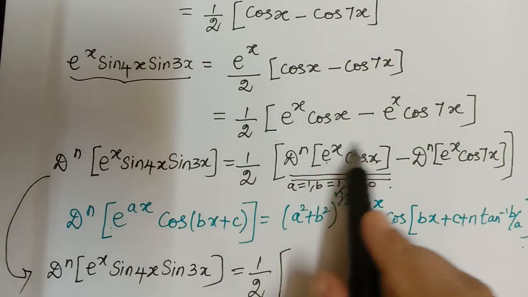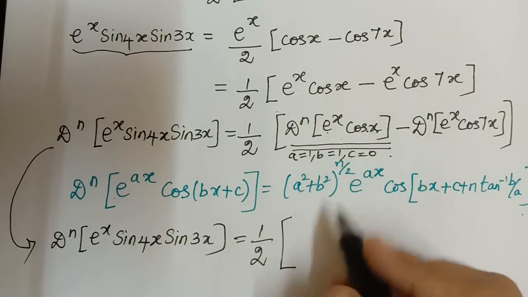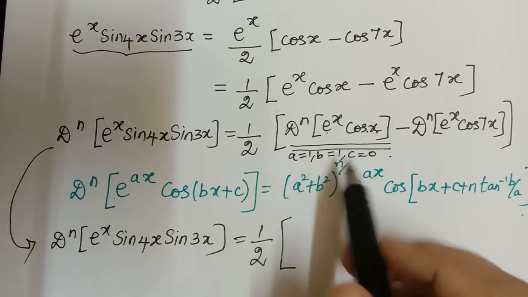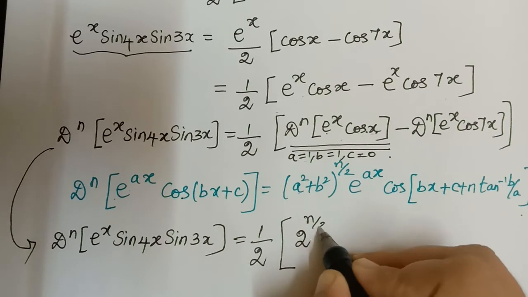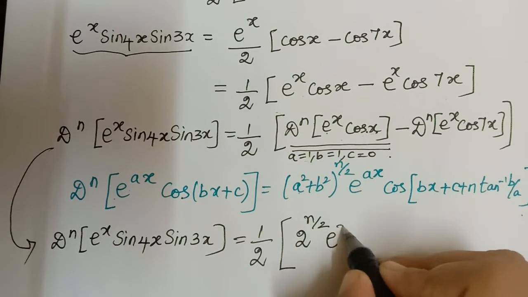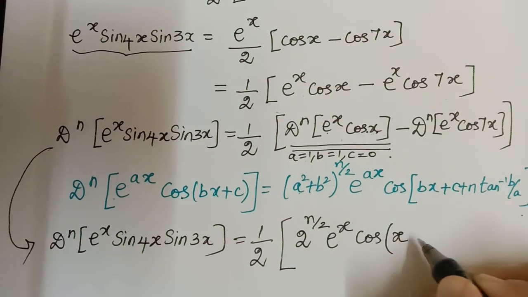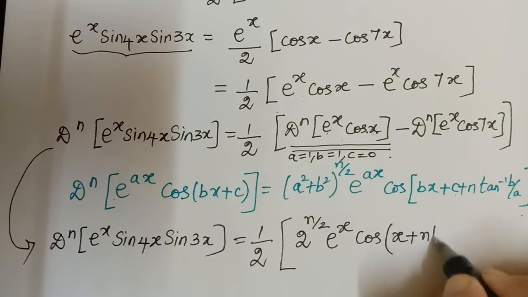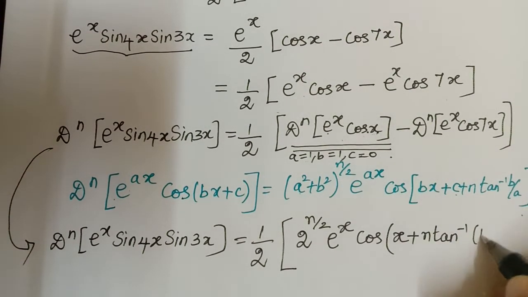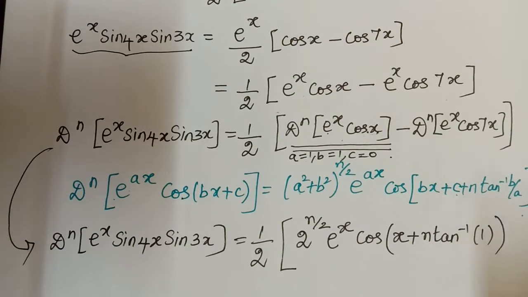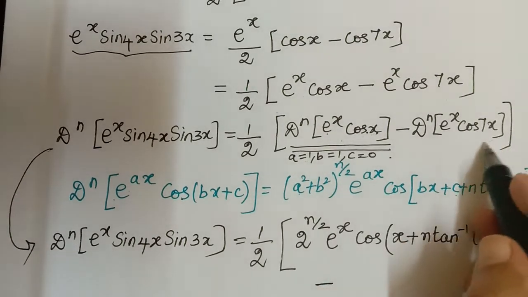So we shall apply this formula. The nth derivative of this term will be equal to a squared plus b squared, so 1 squared plus 1 squared, which is 1 plus 1, so that will be 2. So 2 power n by 2, and then e power ax, so e power x cos bx, so bx is x, plus c is 0, plus n tan inverse of b by a. So b is 1 and a is also 1, and so that is tan inverse of 1. So this is the nth derivative of the first term, and minus the nth derivative of the second term.